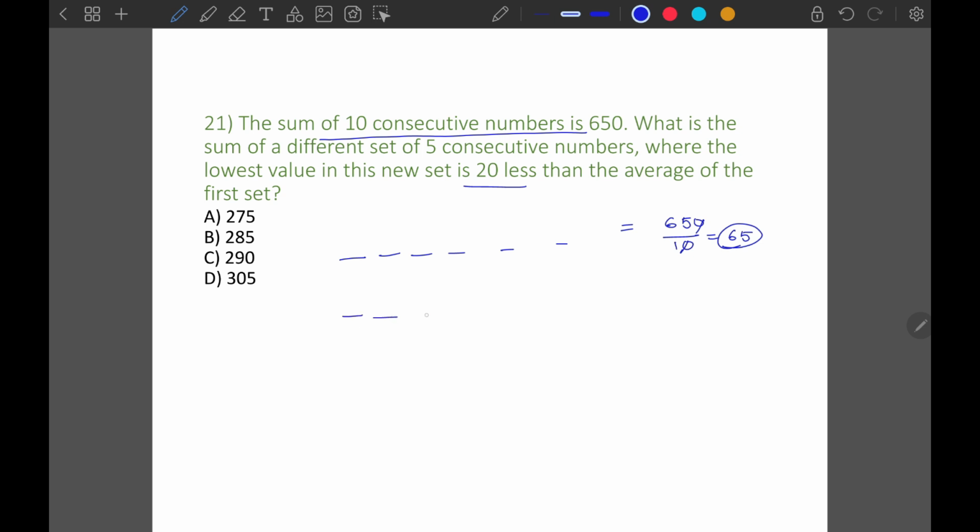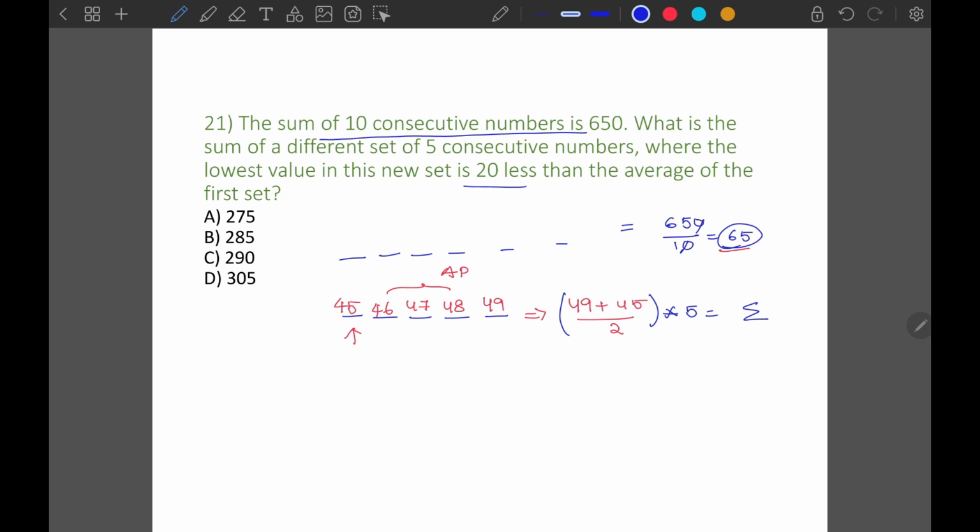And given that the next set has 5 numbers and the lowest value has 20 less than the mean of the first set. Since the mean of the first set is 65, subtracting 20 from it will give us 45, and then 46, 47, 48, 49. To find the sum, since it is an AP, we can find the mean by (49 plus 45) by 2, that is, first term plus last term by 2. Since this is the mean, we will multiply the mean with the number of terms, that is 5, to get the sum.